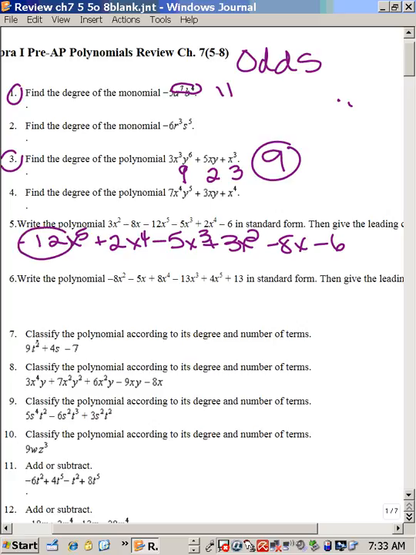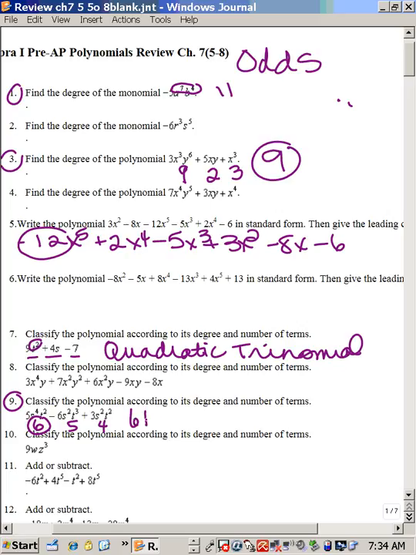Number 7, looking at the highest exponent is a 2. That makes it a quadratic. And there are 3 terms making it a trinomial. Number 9, classifying this one. The highest degree, let's see, these make a 6, a 5, and a 4. The highest degree is 6, so we're going to call this a 6th degree. That's for anything more than 5. There are 3 terms, so this one is also going to be a trinomial.